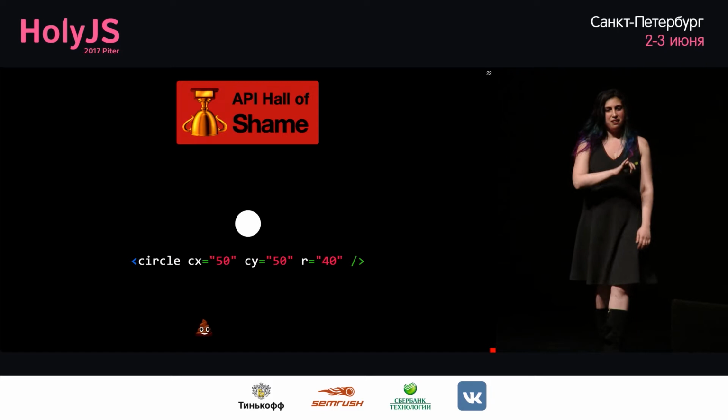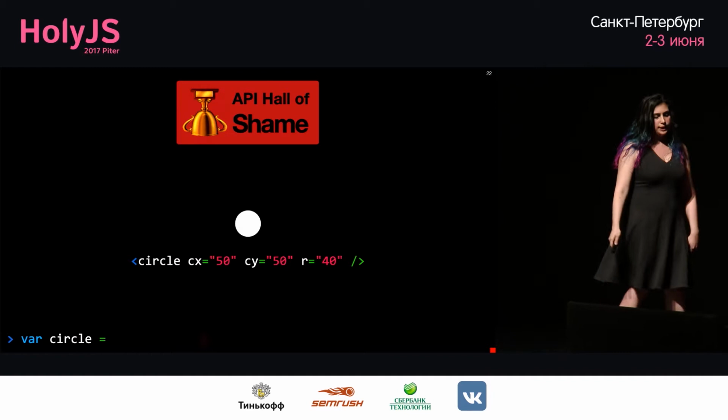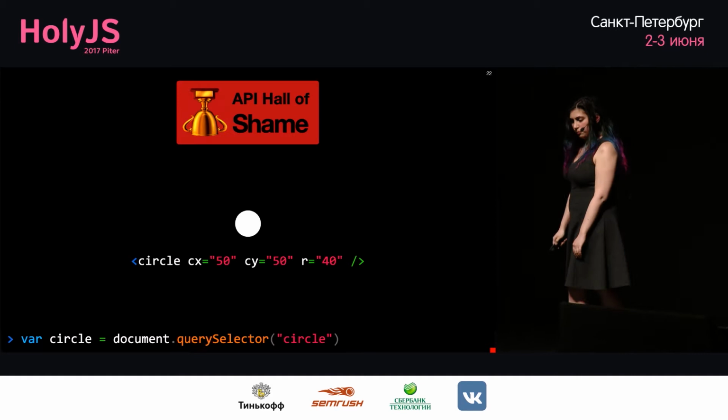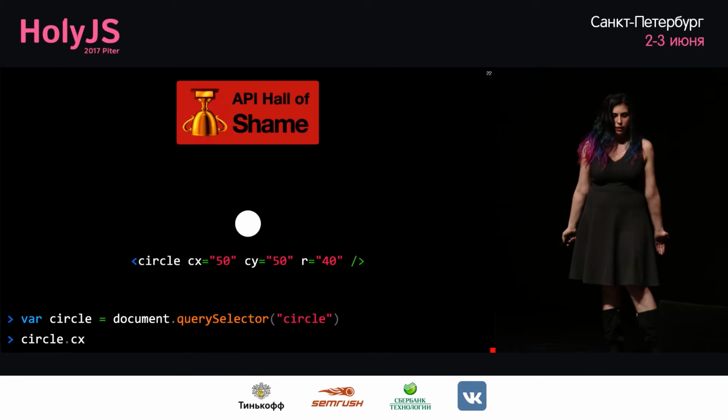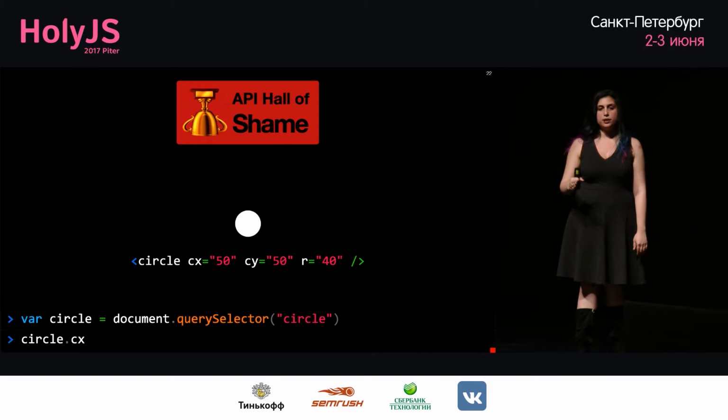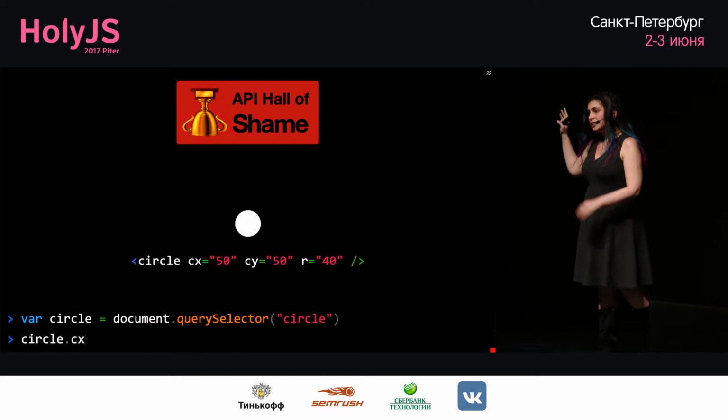Let me give you a small example. Let's say you get a reference to the circle element, and then you want to get the CX attribute as a property. We do that a lot in normal DOM. So how many of you think that circle.cx will return 50? How many? Some of you. The others are getting suspicious just because I said it's going to be so bad.